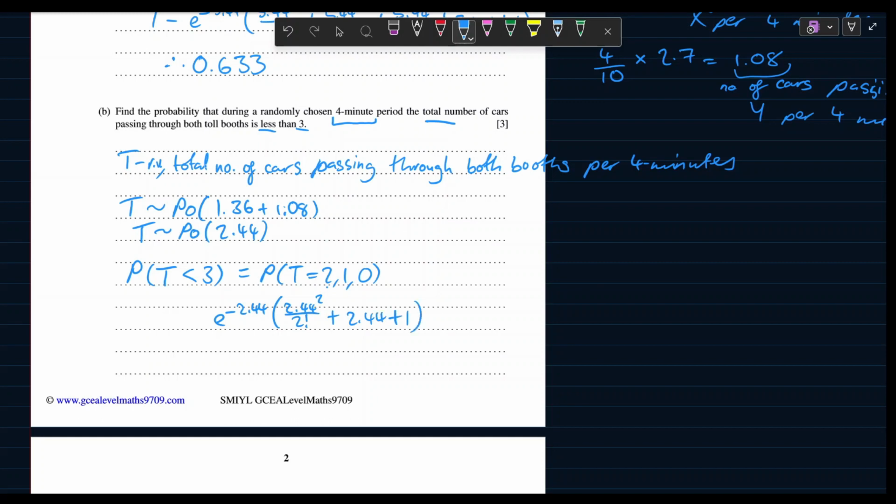Let's punch this into the calculator. That's e to the negative 2.44 times 2.44 squared over 2 factorial plus 2.44 plus 1, and this gives us a final answer of 0.559 to 3 significant figures.